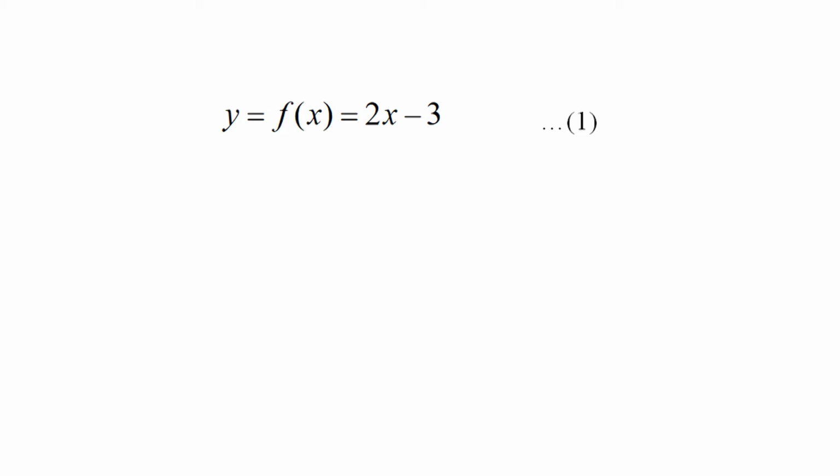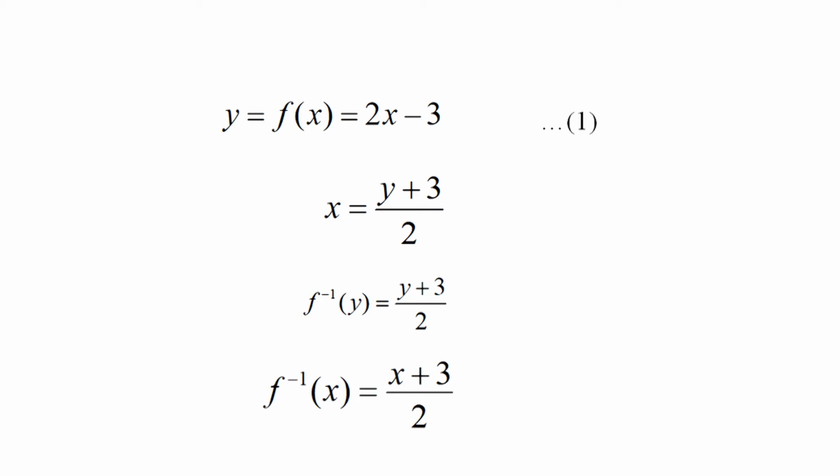Consequently, x will be the image of y under the inverse function f inverse. We solve for x in terms of y in equation 1, obtaining x equals (y plus 3) divided by 2. Then f inverse of y equals (y plus 3) divided by 2. Replace y by x to obtain f inverse of x equals (x plus 3) by 2, which is the formula for f inverse using the usual independent variable x.